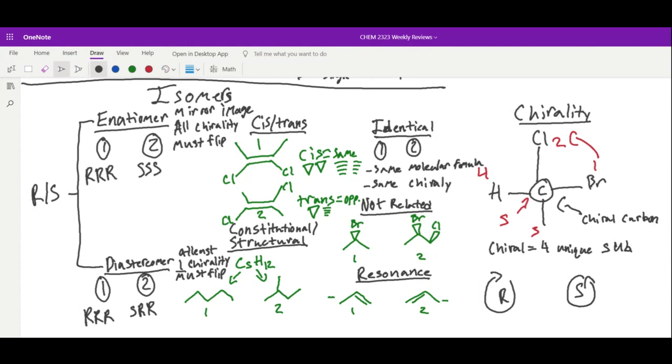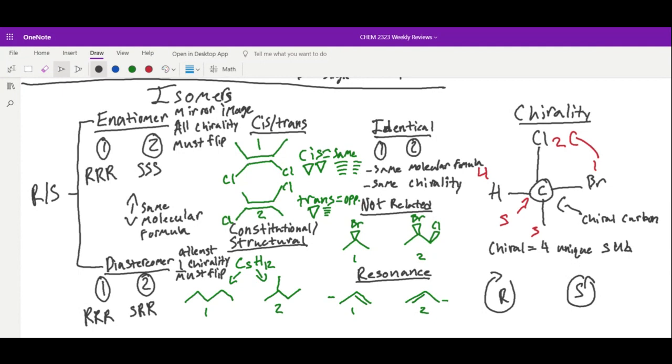Because you could have the same molecular formula, but if the chirality is different, then it's an enantiomer or diastereomer. Diastereomers and enantiomers have the same molecular formula. I'll write that. Same molecular formula.